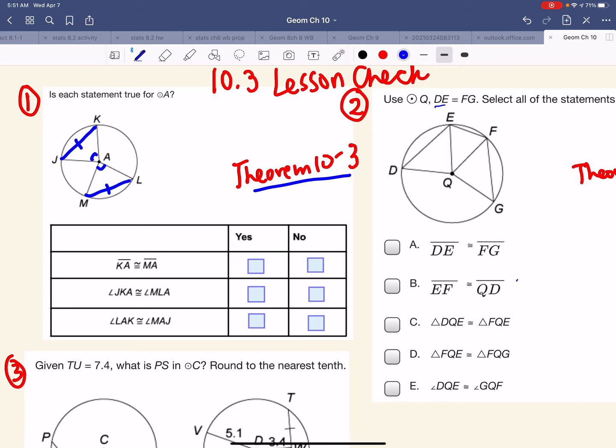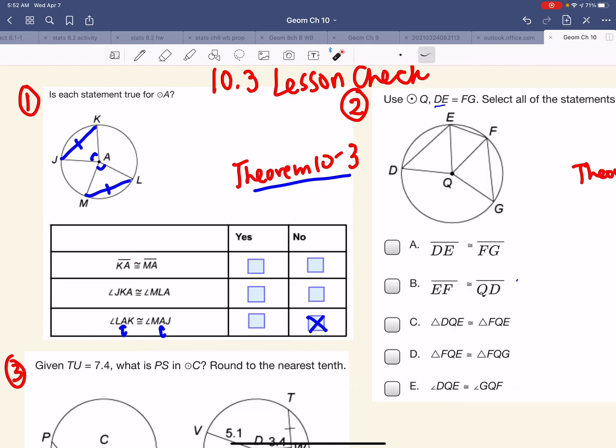So let's see if we can find that. Yeah, that's where these angles are. But is that the location? So this says LAK, MAJ. So those angles are not equal. You can see that they're not vertical. So I'm going to count that as a no.